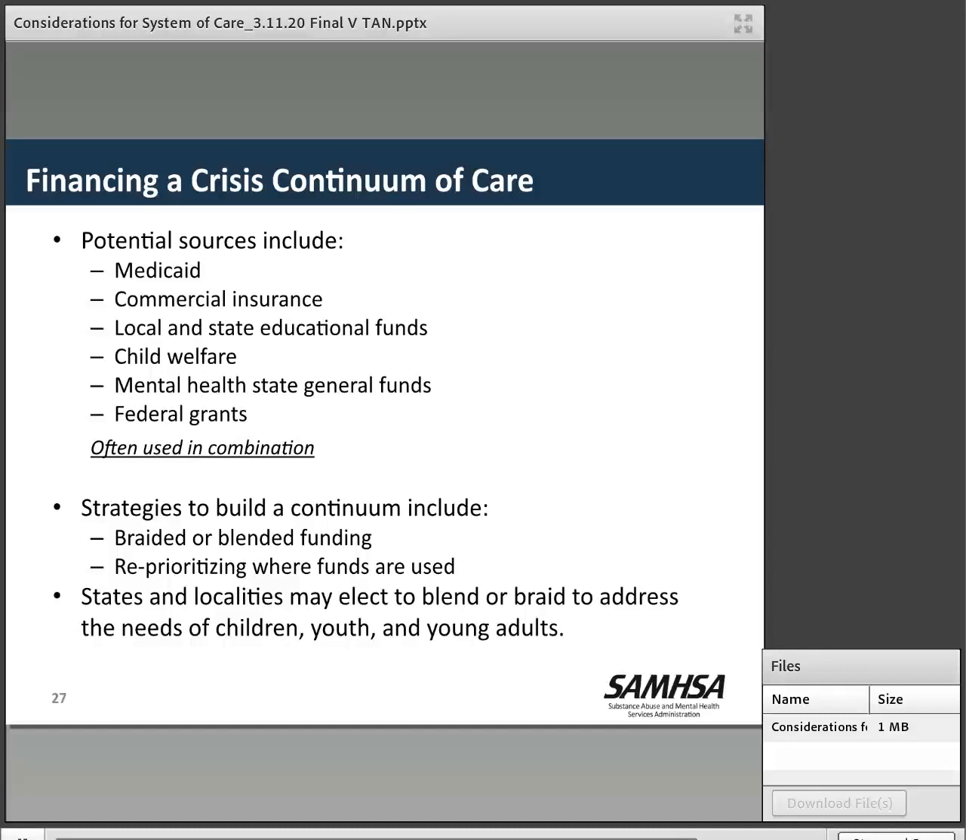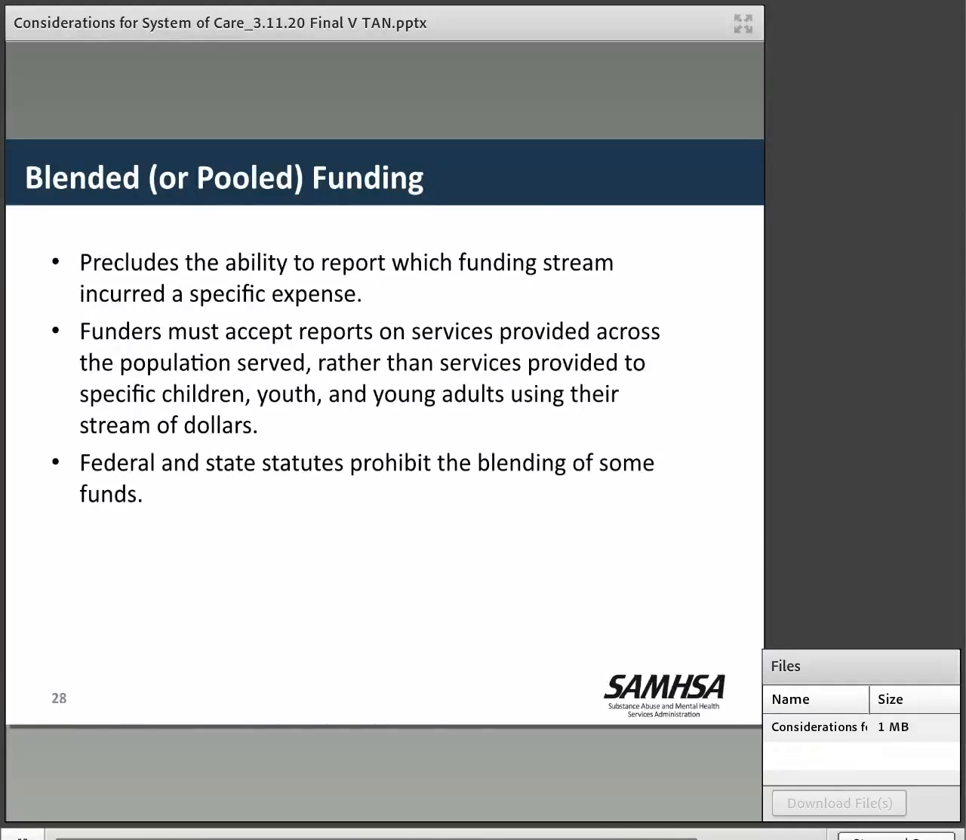Local and state educational funds, child welfare, mental health in general, state general funds, and federal grants are all part of a continuum of how you build a financing structure that works. You do want to build a financing structure that has long-term ability to sustain the services and the need for the ongoing education and support for folks. You need strategies to build a continuum to include braided and blended funding whenever necessary and reprioritizing where funds are used. In other words, you want to be nimble enough to move resources when they need to get moved in order to continue to build capacity or to address capacity issues as they shift and change. States and localities may elect to blend and braid to address the needs of children, youth, and young adults. So in other words, there are other places that you can look for funding as necessary.